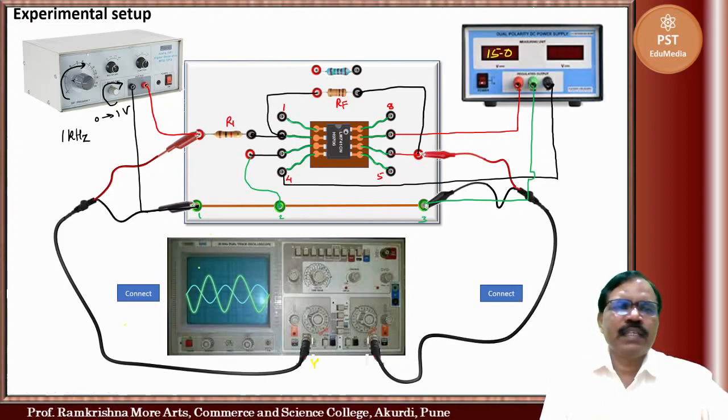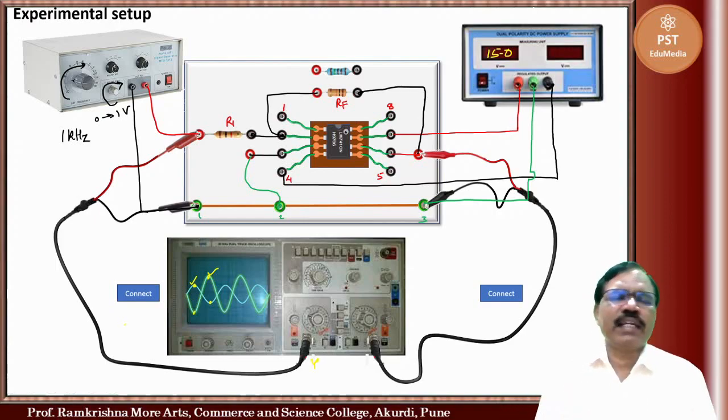Now if we see carefully here, this is the output signal, this is the input signal. If we take the positive peak, corresponding to the positive peak of input we get a negative peak, and corresponding to the negative peak we get a positive peak. So the sine waveform is inverted. That's why it is called an inverting amplifier. So this is the simple circuit diagram.